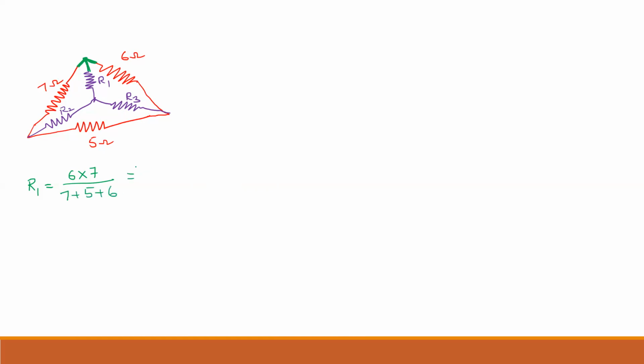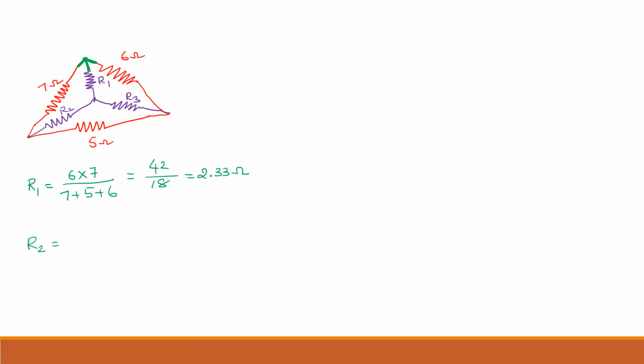So 6 into 7 is 42, divided by 7 plus 6 plus 5, which is 18. So 42 by 18, how much do you get? 2.33 ohms. Now similarly R2.